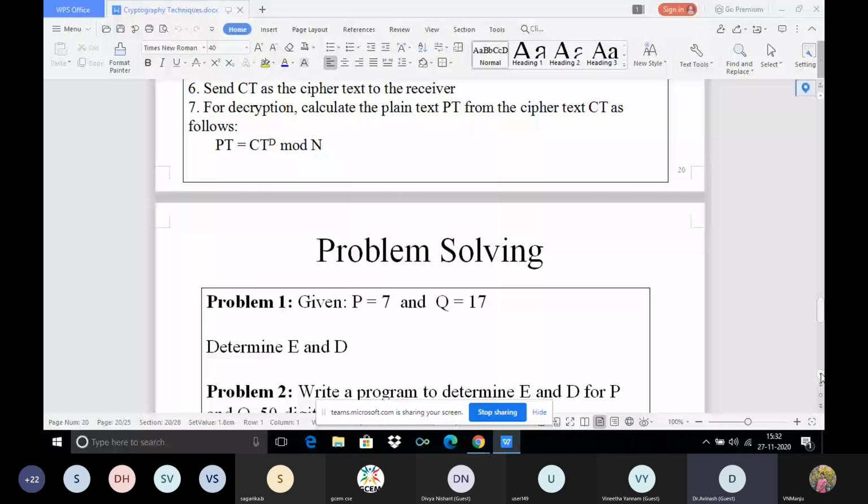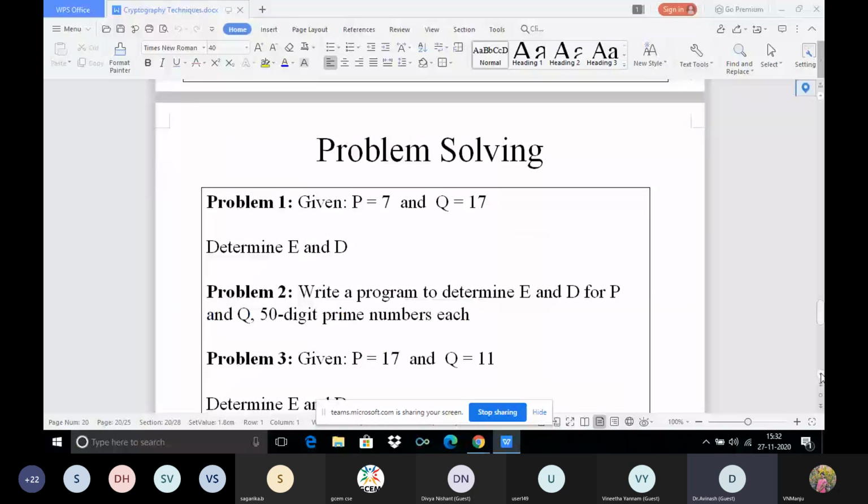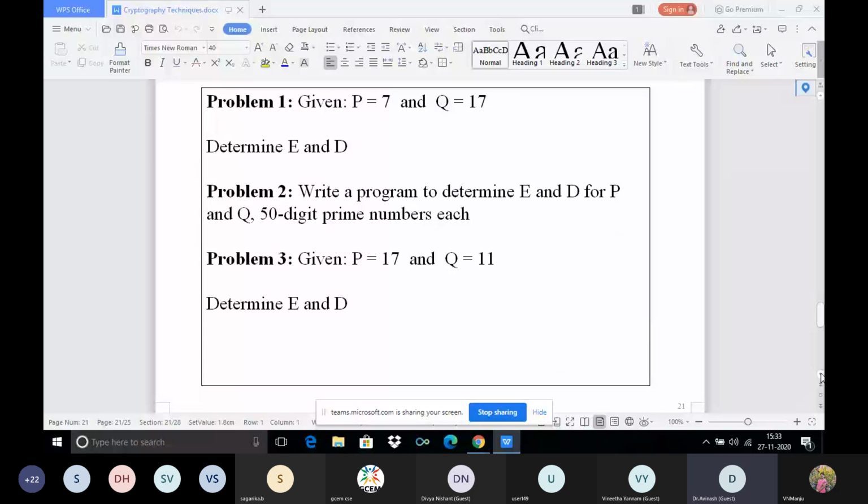Now we take this particular problem, the problem of asymmetric key generation. As I told you, we have to take two different numbers, P and Q. Here P is equal to 7, Q is equal to 7. We have taken the two numbers, and here we have to determine the value of E and D. You can take this example and ask the students to write this program with the help of the RSA algorithm.